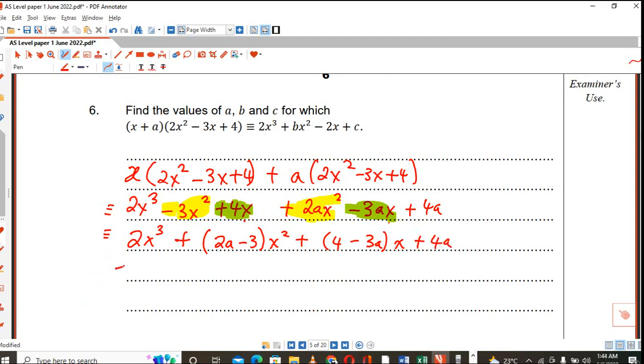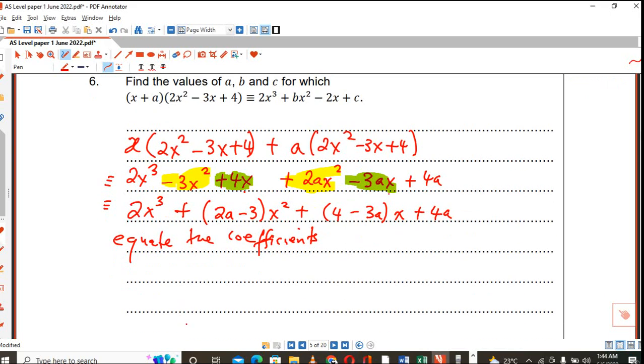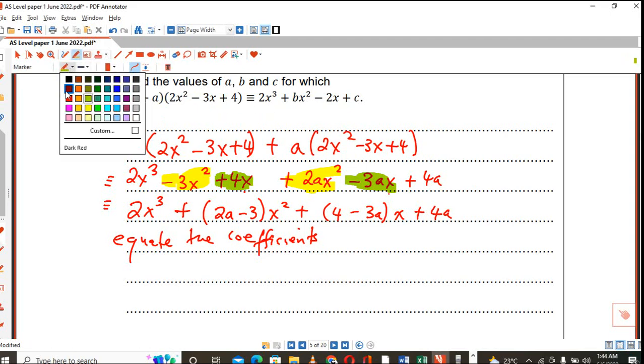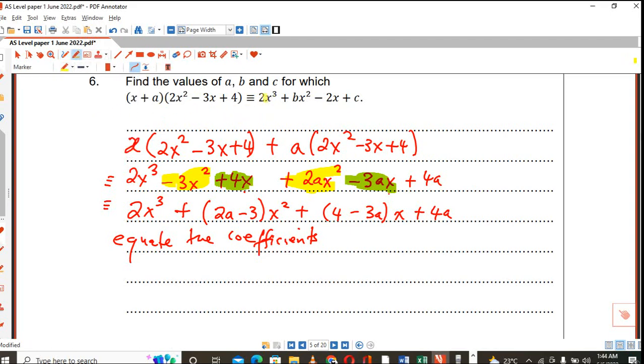Good. So from here on, you go ahead and you equate the coefficients. That means you want to equate the coefficients basically from what you have over here. So that is 2x squared, that is b, and that is minus 2. All right, basically that's what I'm going to do. All right, so I'm going to equate.